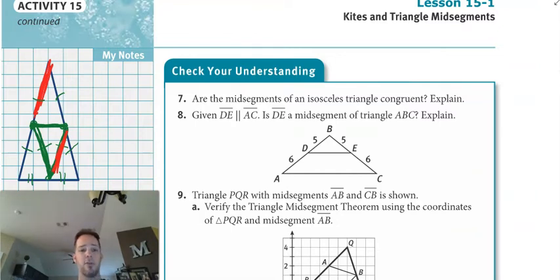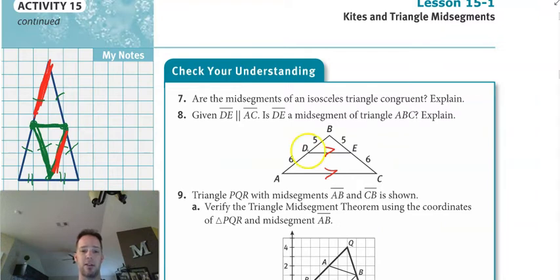All right, for question 8, let's do this problem. It says given DE is parallel to AC. Is DE a midsegment of the triangle? Well, it looks like it, but what is the definition of a midsegment? A midsegment connects two midpoints.